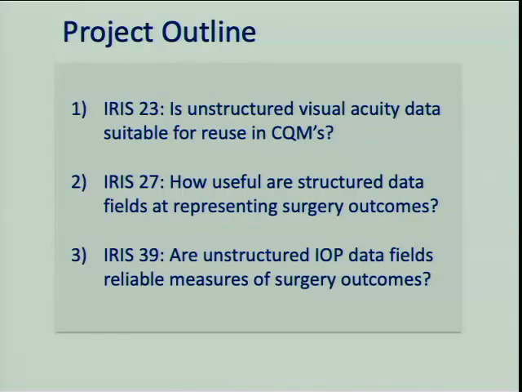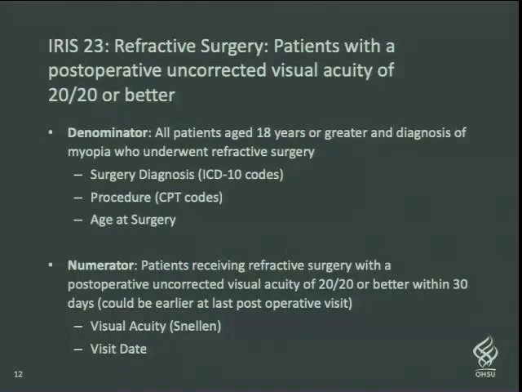So the first of which I looked at is IRIS 23. This was looking at refractive surgery, patients with a post-operative uncorrected visual acuity of 20/20 or better. So the denominator for this measure was looking at all patients aged 18 years or greater with a diagnosis of myopia who underwent refractive surgery. So breaking this down, it's looking for surgery diagnosis, ICD-10 codes, procedure, CPT codes, and the age at surgery. So then from this data set, the numerator was patients who received refractive surgery with a post-operative uncorrected visual acuity of 20/20 or better within 30 days. So this was looking at exam data, visual acuity data, and visit dates.